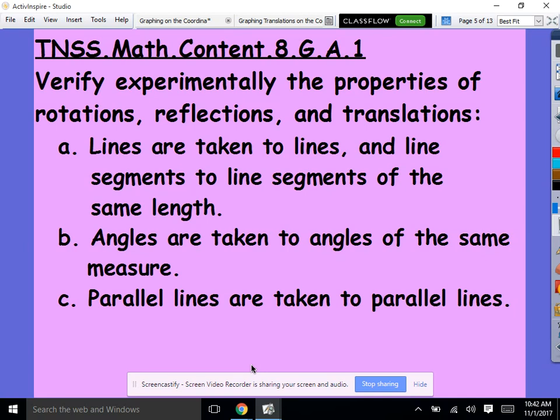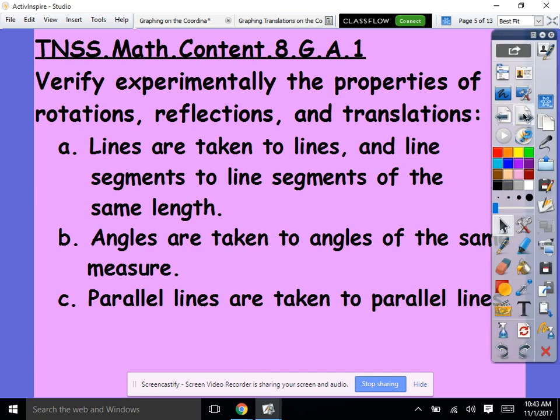The standard is to verify experimentally the properties of rotations, reflections, and translations. Lines are taken to lines and line segments to line segments of the same length. Angles are taken to angles of the same measure. Parallel lines are taken to parallel lines.